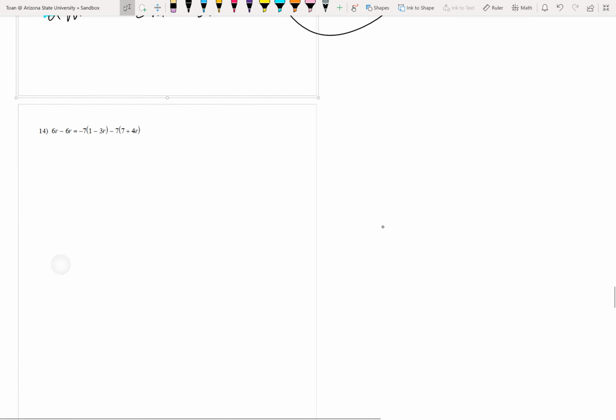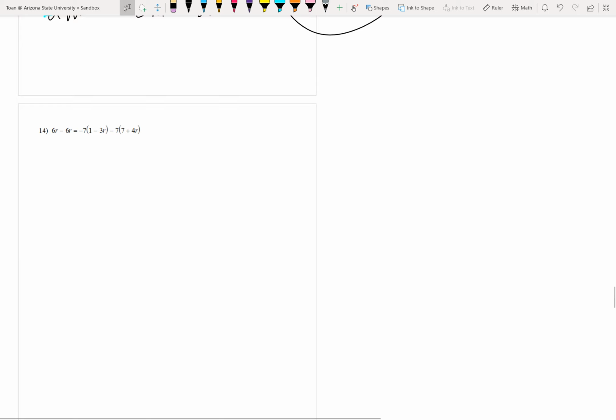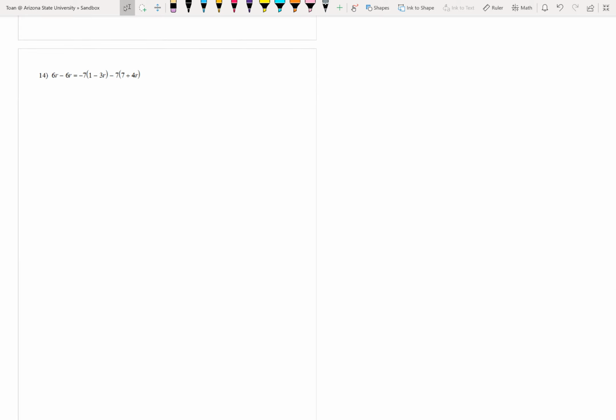Number 14 is just a linear equation. Nothing fancy about this. Again, lots of different ways to solve problems. I'm just going to show you one particular method, particularly if you have difficulty with this. My tip is simplify first and then solve second. So I'd like to break down these parentheses via distribution. Just note that you're distributing a negative number in, not just a positive 7.